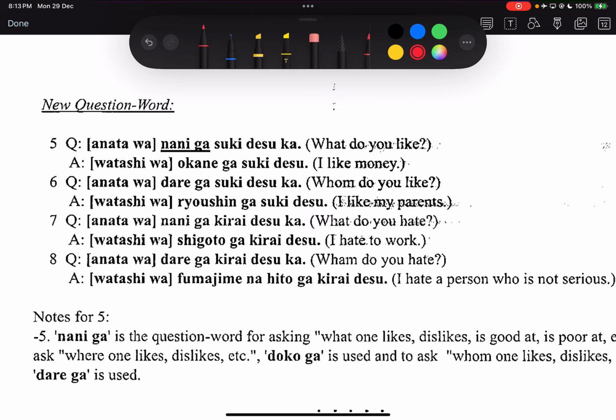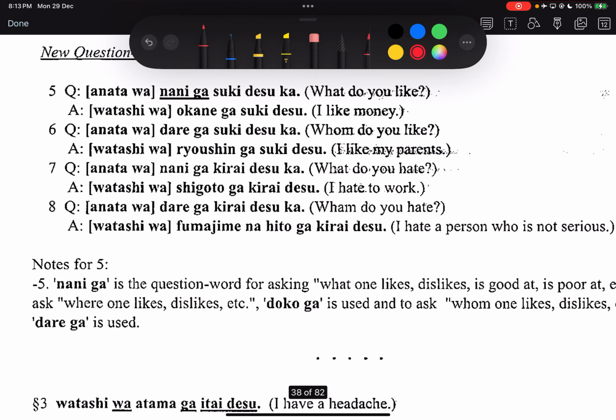suki. What do you like? Right? Suki desu ka? Okane ga suki desu, right? Object is okane. That's why you see our subject watashi wa is no longer needed. It's like a square bracket, that is the optional thing. Because in this sentence, the more important one is the object. Okay? What about the object? I like the object. Suki desu. Right? Okane ga suki desu. I like money.